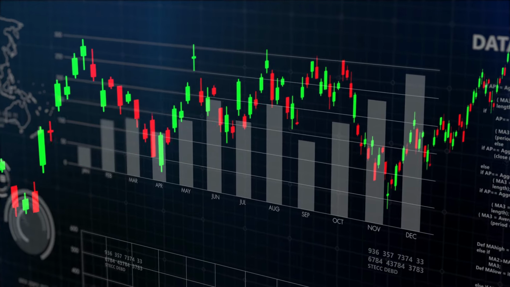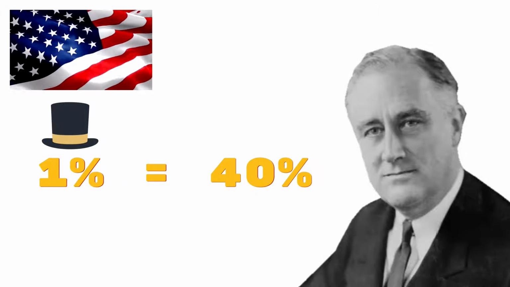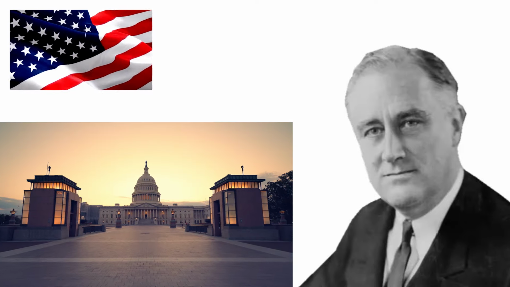By the end of Hoover's term, that's the previous president, the top 1% owned 40% of the wealth, while wages for the average worker stagnated. Again, very similar to the situation that Starmer has inherited. And what did he do to fix this crisis?